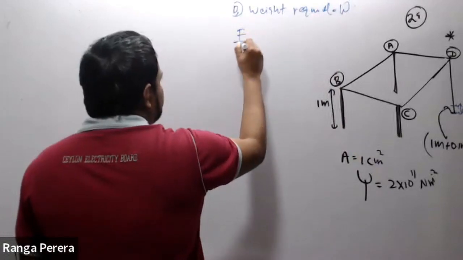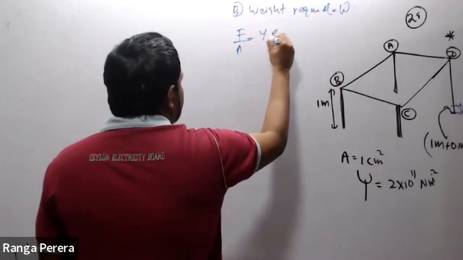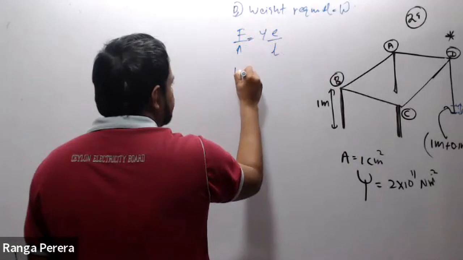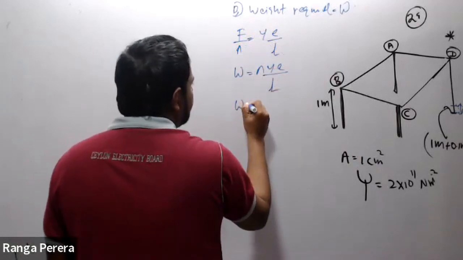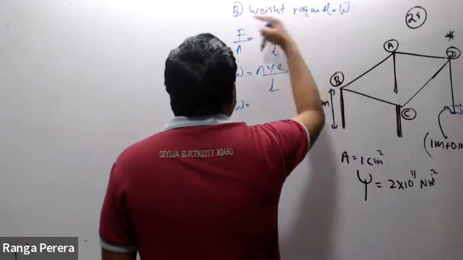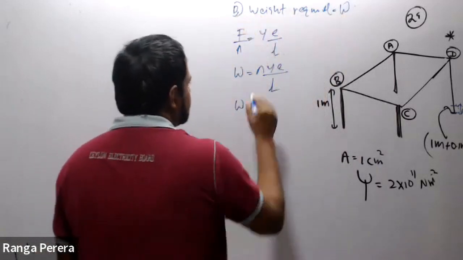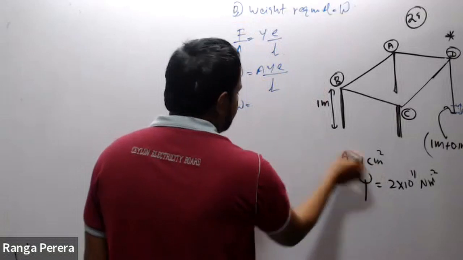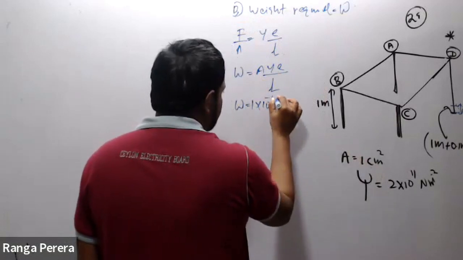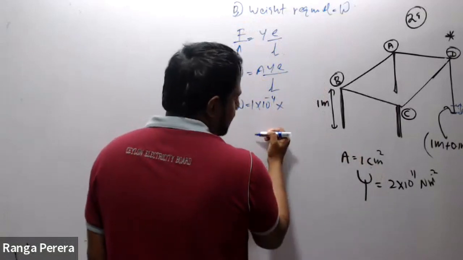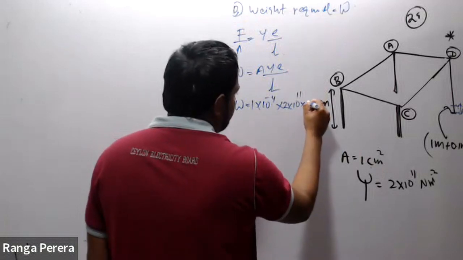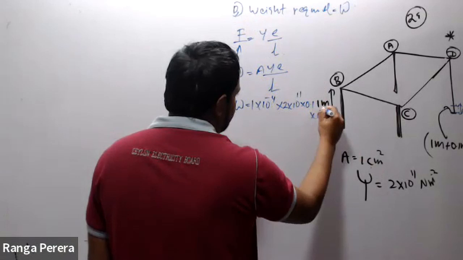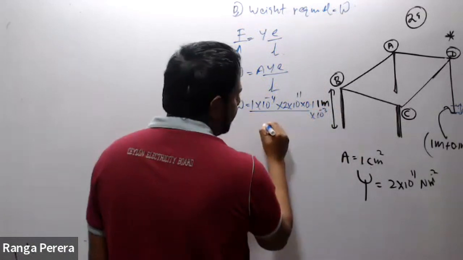Here we can apply Hooke's law. F over A equals E times extension over L. F is W, so W equals the weight required. A equals 1 × 10^-4, Young's modulus is 2 × 10^11, and the extension is 1.1 millimeter, that is 10^-3, divided by the length.